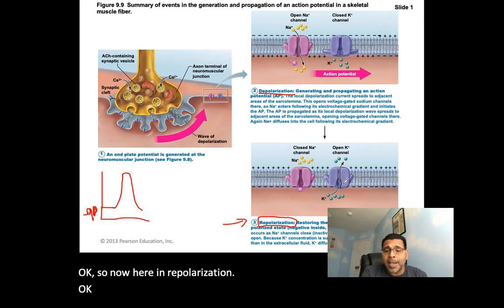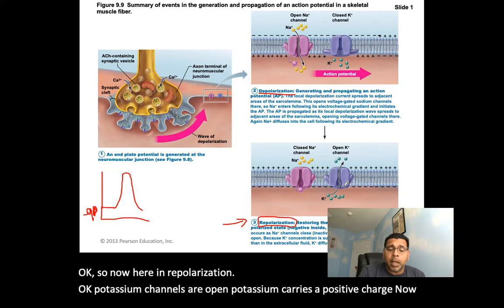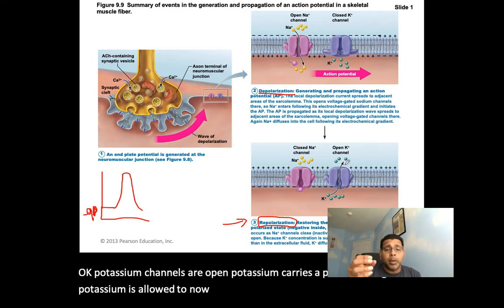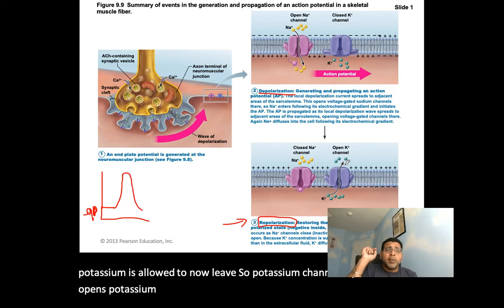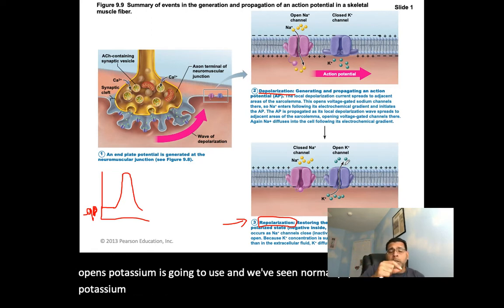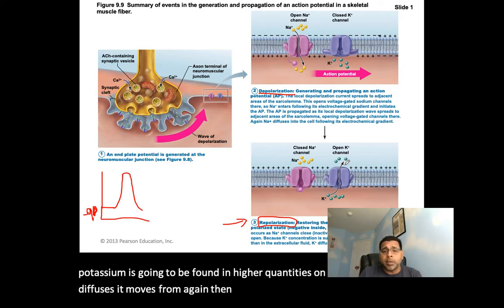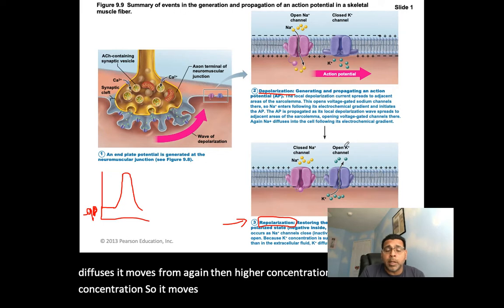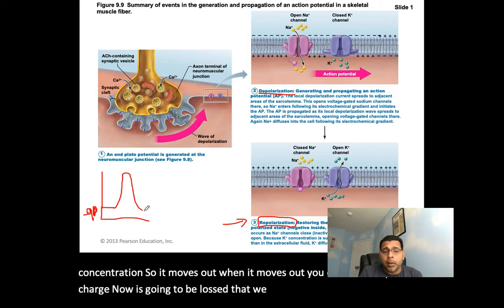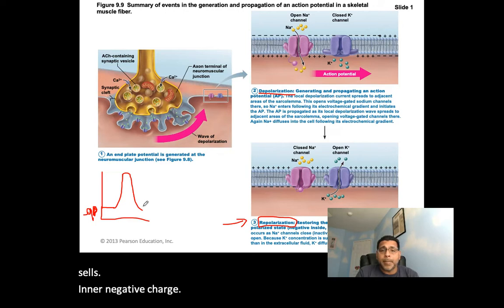potassium channels are open. Potassium carries a positive charge. Now potassium is allowed to leave. So when the potassium channels open, potassium is going to diffuse. And we've seen, normally speaking, potassium is going to be found in higher quantities on the inside. So when it diffuses, it moves from higher concentration to lower concentration. So it moves out. When it moves out, you can see that positive charge is going to be lost that we had here, restoring that cell's inner negative charge. And you can see inside now, we've got negative charge restored.